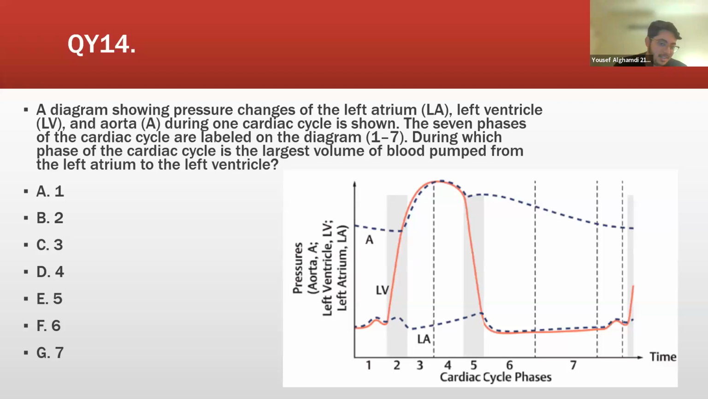Okay, guys. So, what is phase 2? What is phase 1? Phase 1 is the atrial contraction. That's only the last 20%, right? So it's not the most. Someone said 6. Yes, 6 is the right answer.